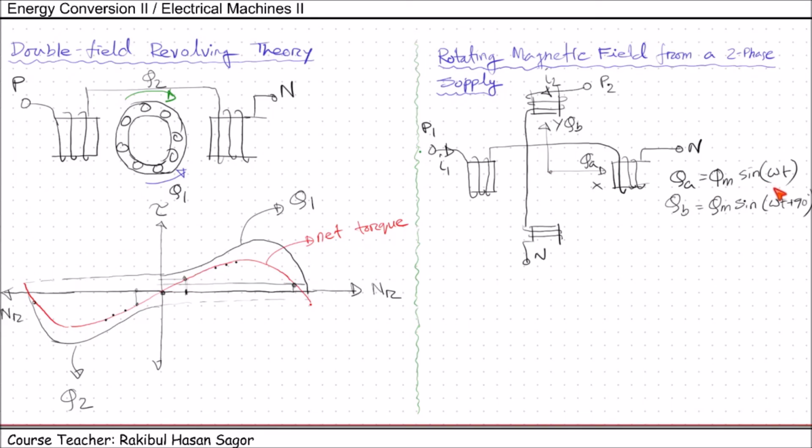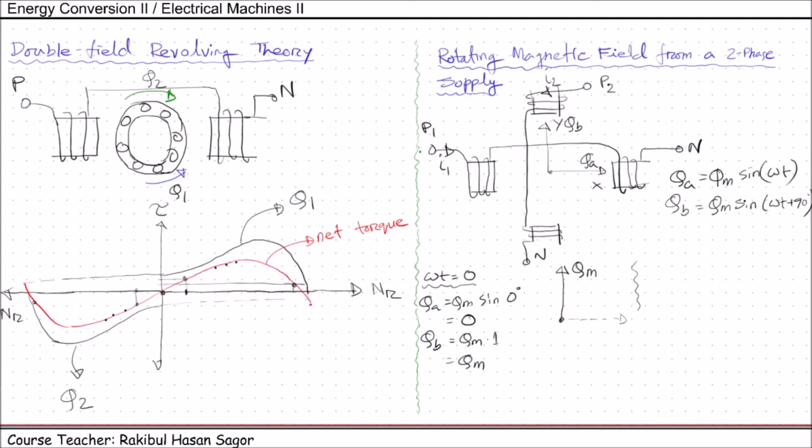Now let's see the cases for different omega t values, as we did for the three-phase induction motor. When omega t equals 0 degrees, the value of phi A is phi m sine 0, and since sine 0 equals 0, phi A equals 0. The value of phi B equals phi m sine of omega t plus 90 degrees; with omega t equal to 0, that gives sine 90 degrees, which equals 1. So phi B equals phi m. If we plot this, in the x-axis direction phi A is 0, and in the y-axis direction phi B equals phi m. So we have phi m in the y-axis direction.